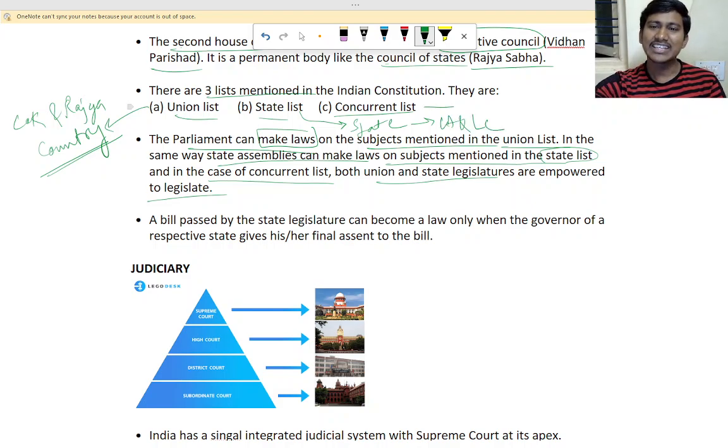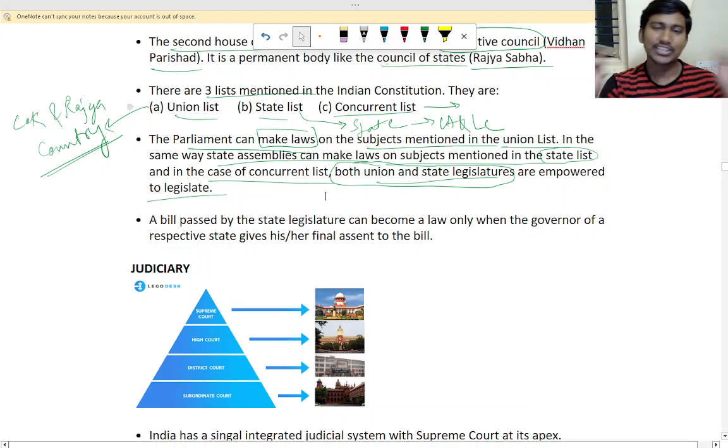So concurrent list means both have to combine and make the laws. Okay, concurrent it is. So that is about the distribution of powers. Understand?